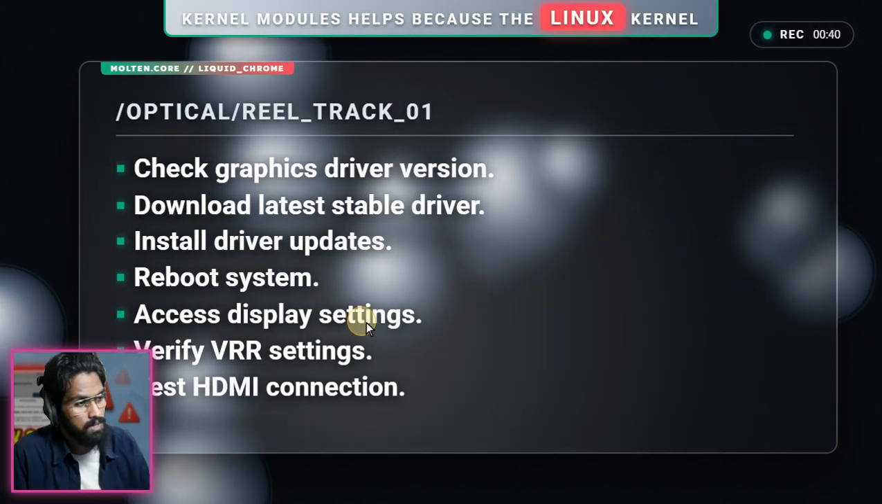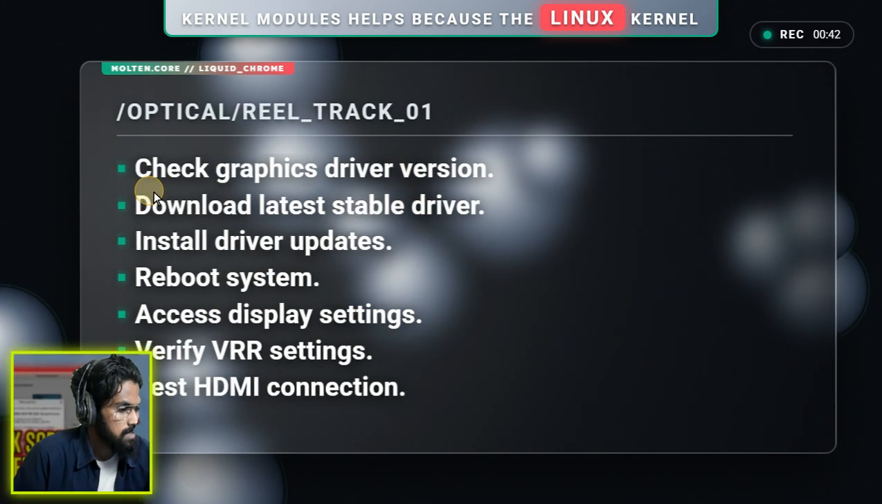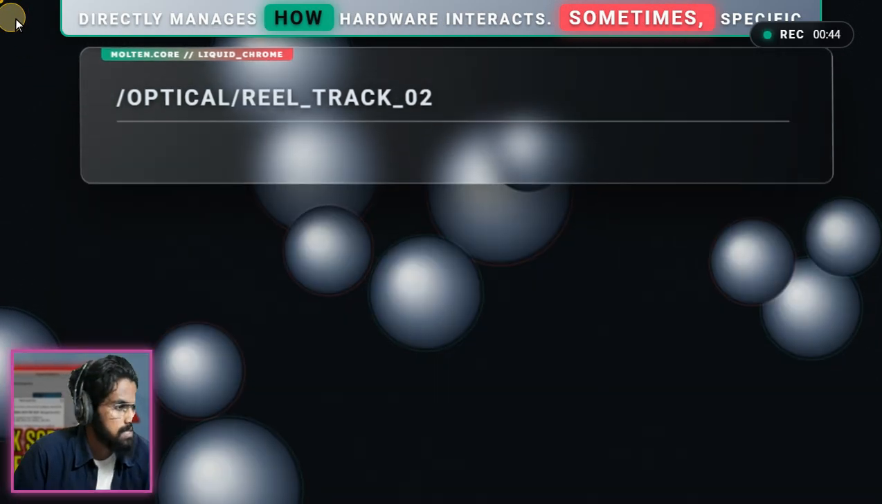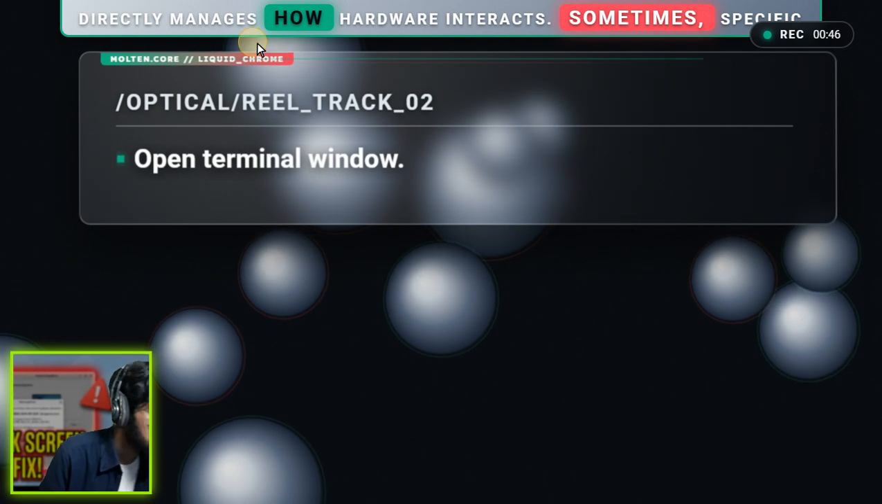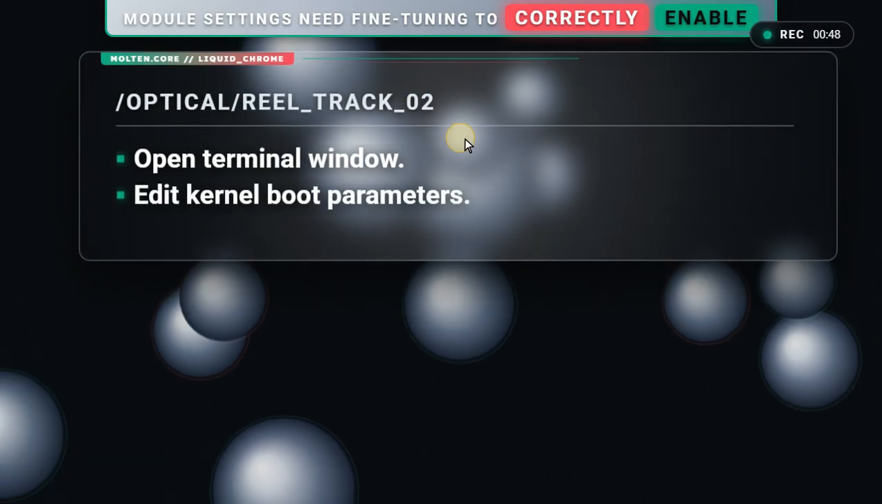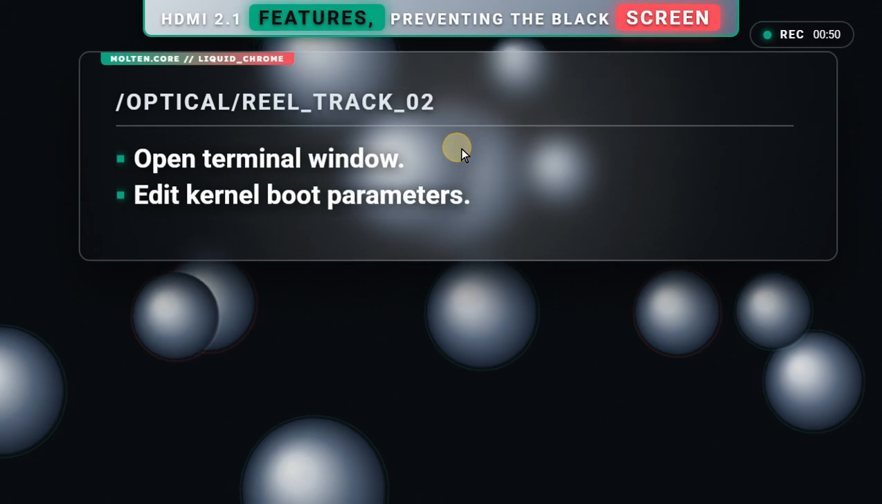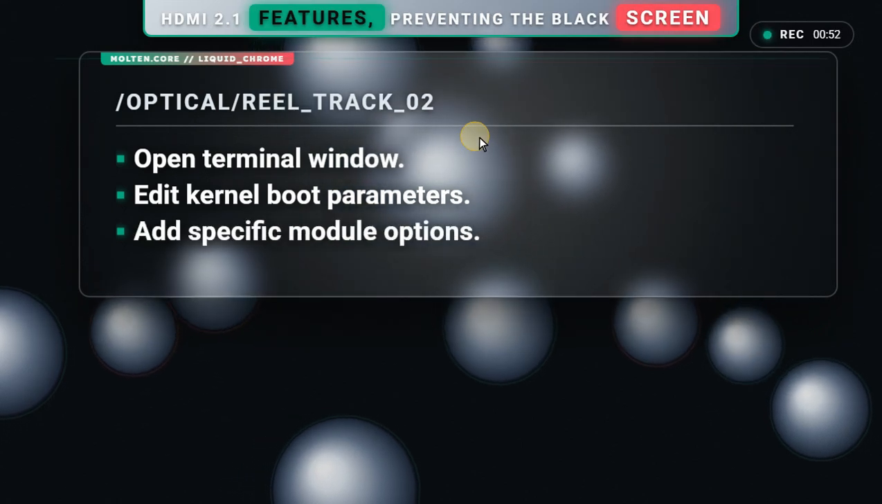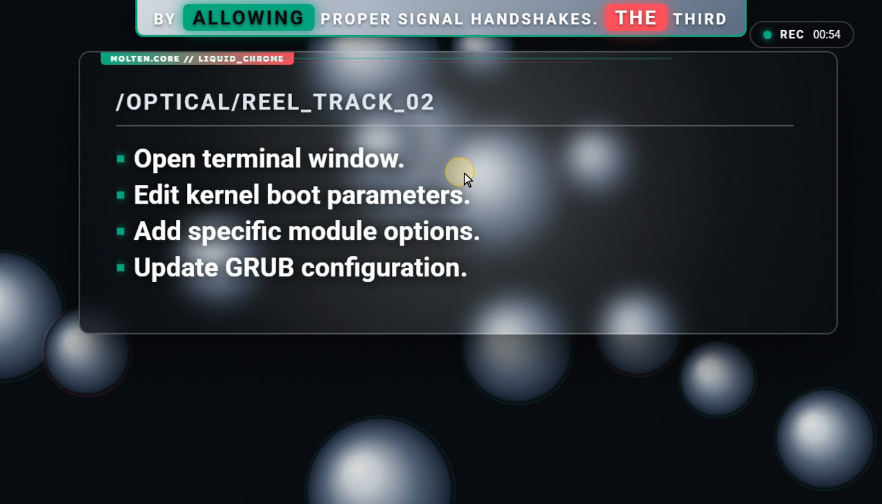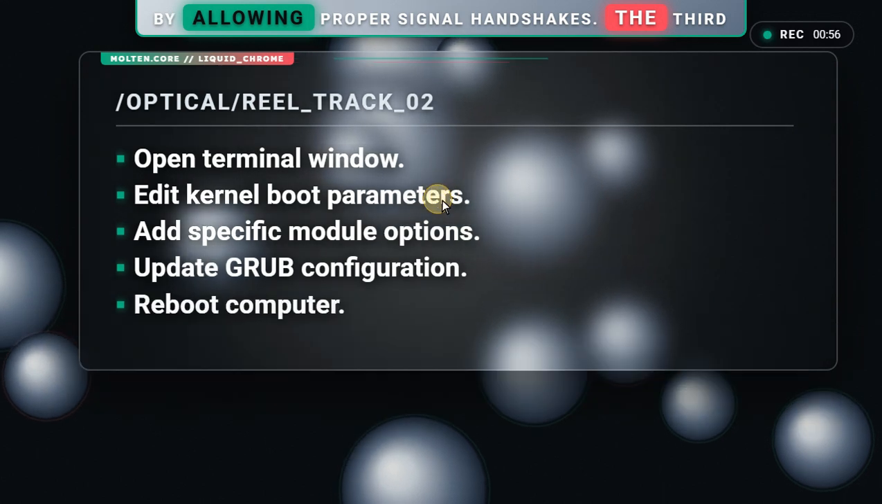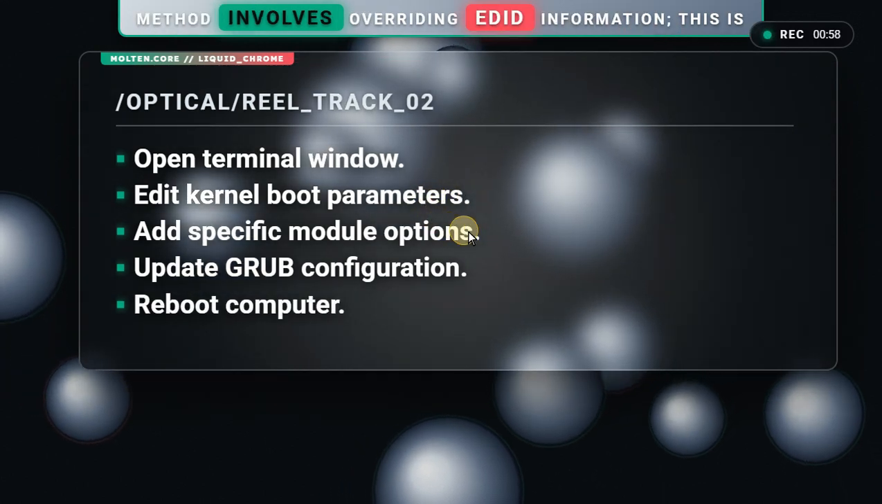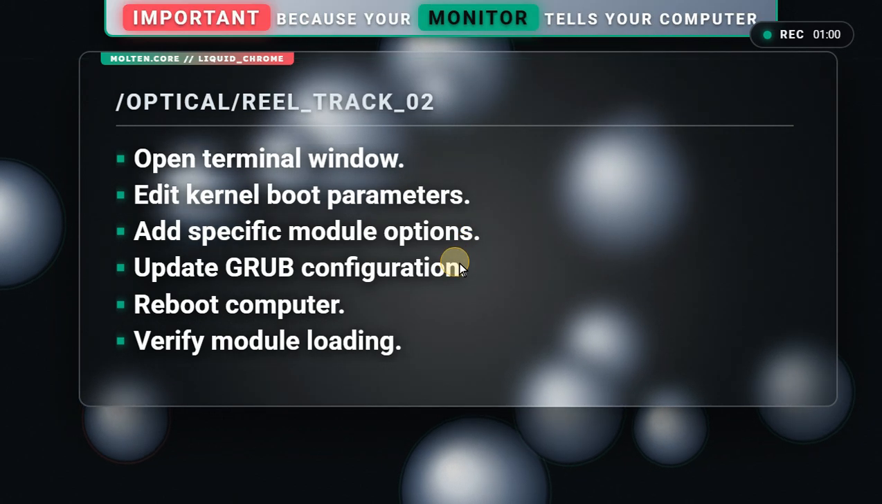Next, adjusting kernel modules helps because the Linux kernel directly manages how hardware interacts. Sometimes, specific module settings need fine-tuning to correctly enable HDMI 2.1 features, preventing the black screen by allowing proper signal handshakes. The third method involves overriding EDID information.